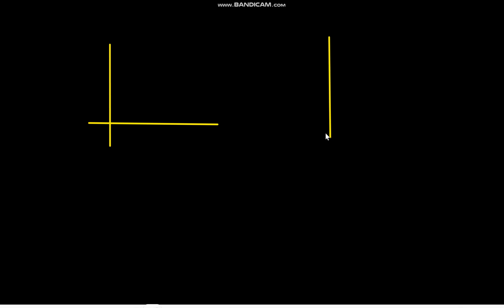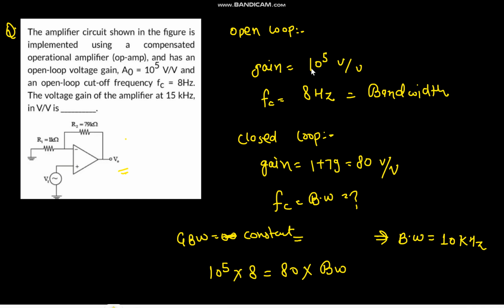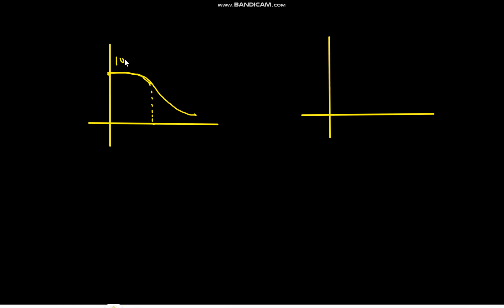So basically, first in open loop configuration and in closed loop configuration. In open loop configuration, this was your response, and this was 8 hertz, and the gain was 20 log 10 of 10 to the power 5, like that's of no use, but still I am writing. So it was 100 dB, and here the gain was 100 dB, and this was 8 hertz. This is F and this is gain in dB.